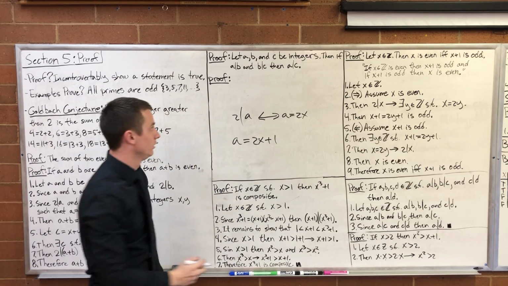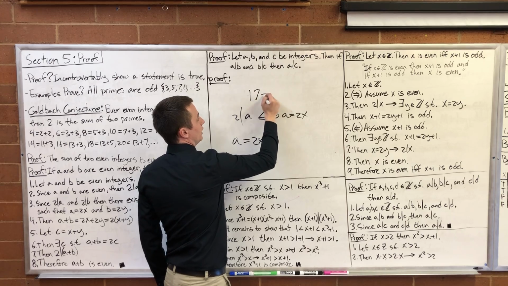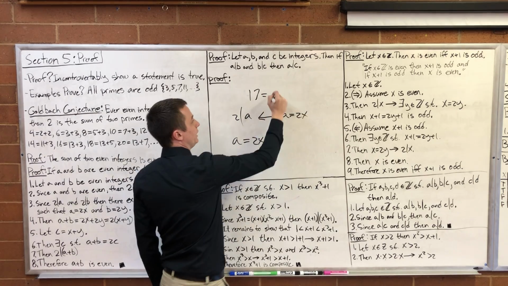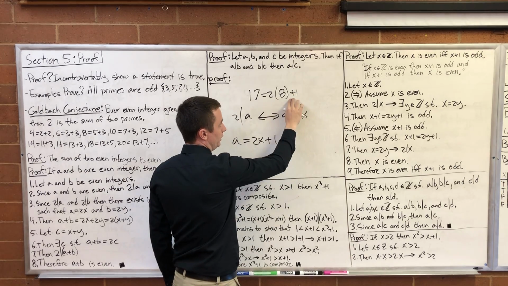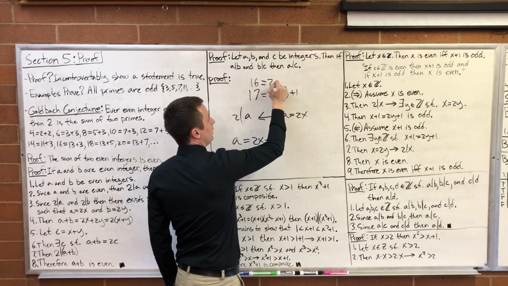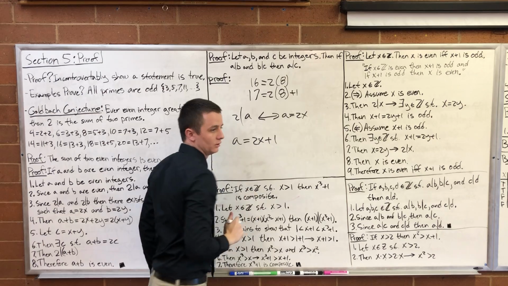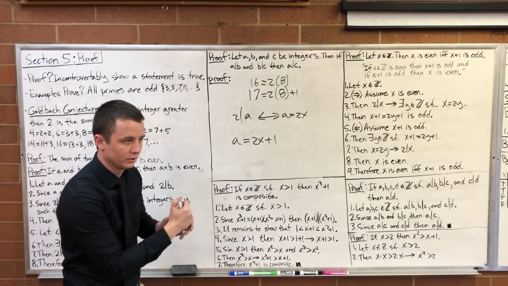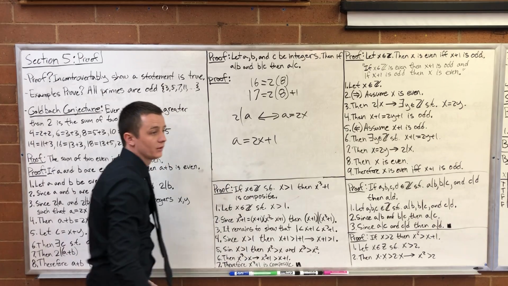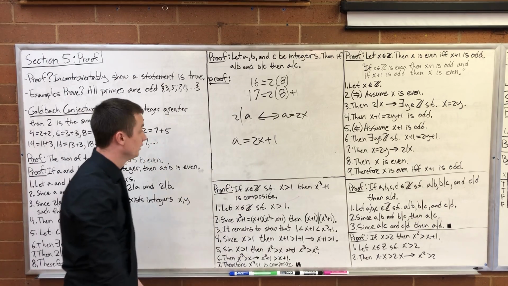Right. Is 17 even or odd? Odd, because it's 2 times 8 plus 1. There's a plus 1 there. 16, on the other hand, is even because it's just 2 times 8. So if I can express it this way, even. If I can express it this way, odd. Right? Perfect.